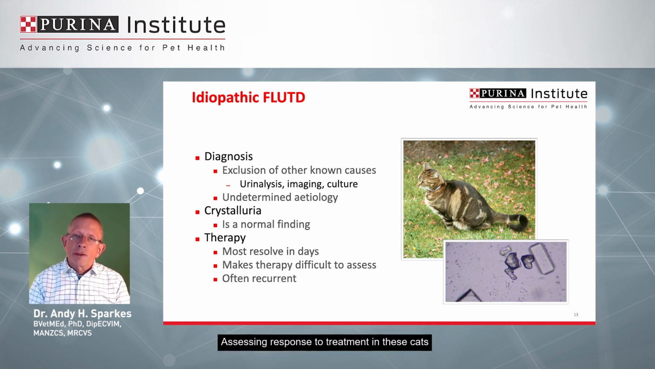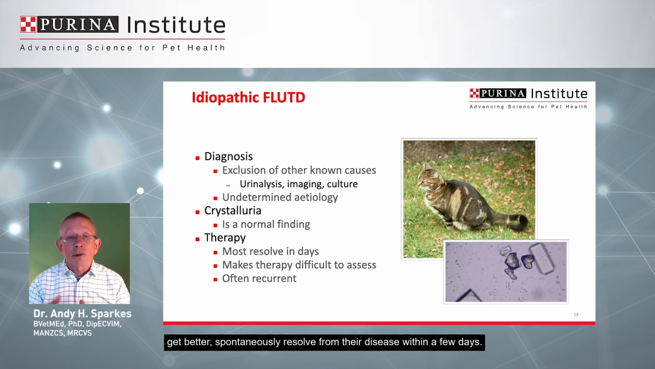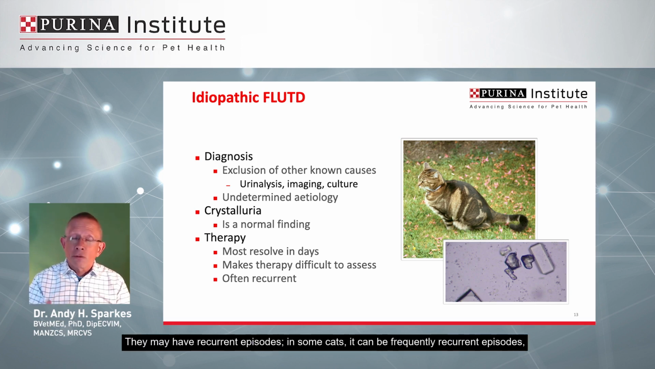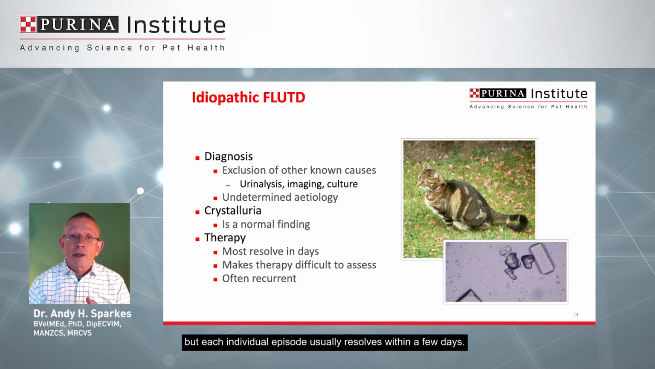Assessing response to treatment in these cats is often pretty challenging because most of these cats get better, spontaneously resolve from their disease within a few days. They may have recurrent episodes. In some cats it can be frequently recurrent episodes, but each individual episode usually resolves within a few days.